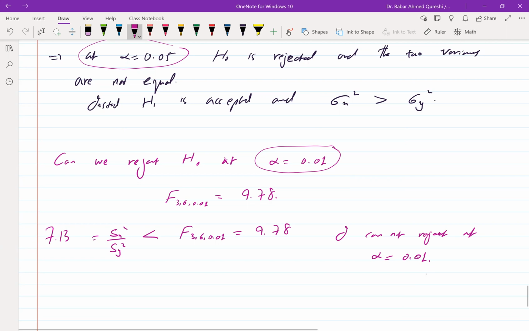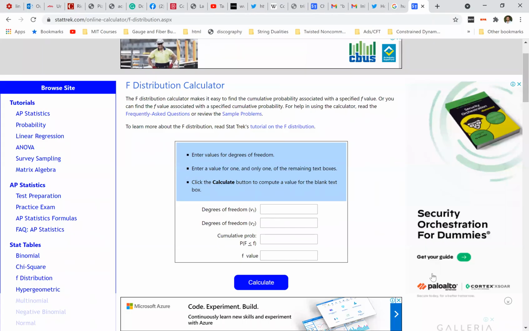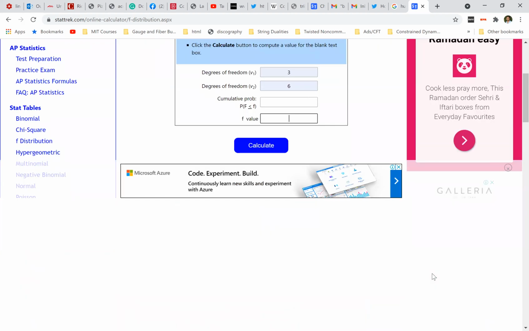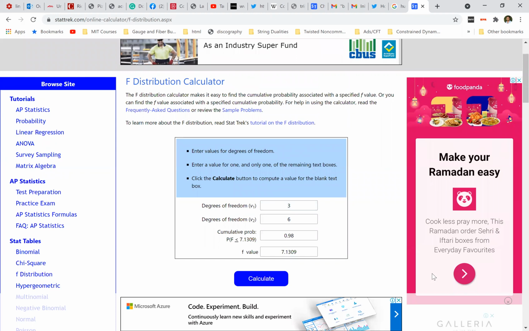Okay, let me go back to StatTrek to compute the p-value. Now, nu1 is 3, nu2 is 6, and the F value is the one which I see in my data. That's just the sx square over sy square. And that was 7.1309. And I can see what is the cumulative probability. So it's 0.98.